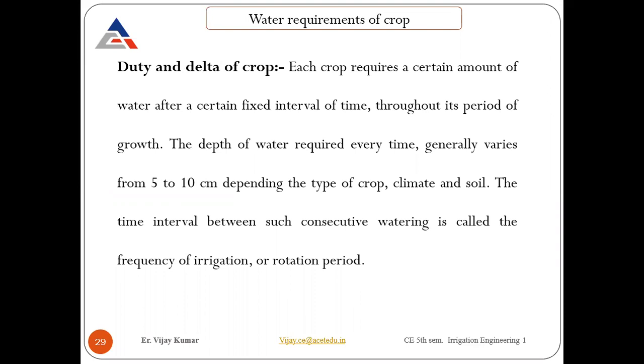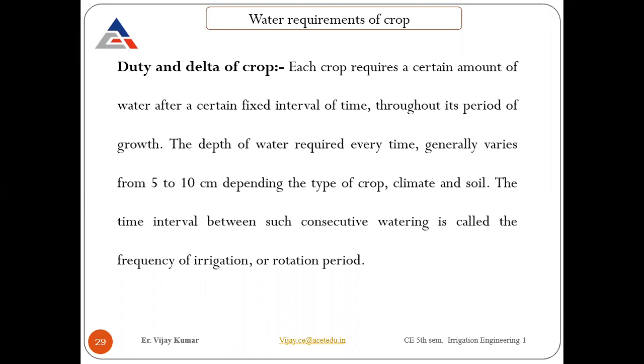Topic only, delta and duty and base period. In GATE, ES, even junior engineering exams, in your BTech level exams, everywhere questions are generally asked from this topic. So I can say it's a very important topic to understand and very interesting to understand. So basically, what does delta mean here?